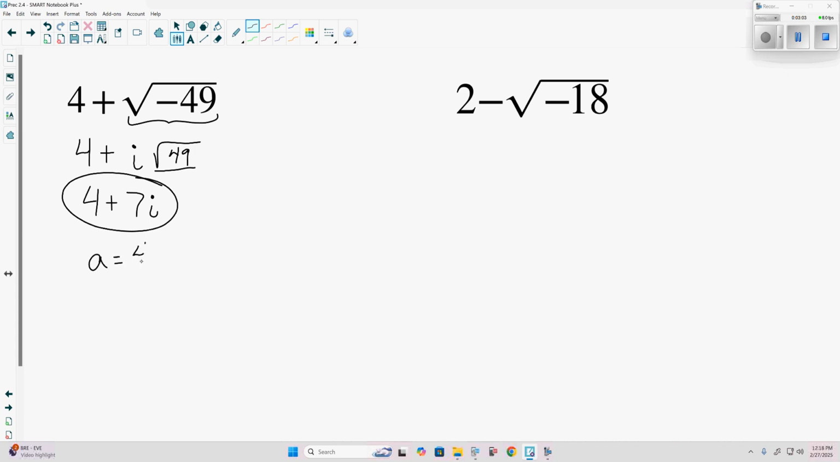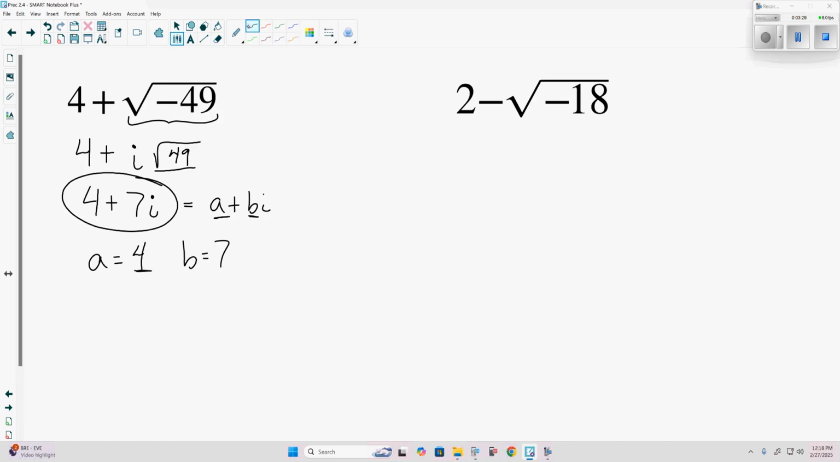Our real part of this is going to be 4. If we're relating this to a plus bi, our a is 4. Our b would not be i, it'd be 7, because a has been replaced with 4, and b is replaced with 7. A plus bi.